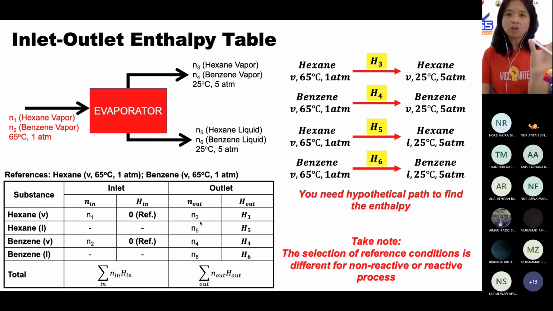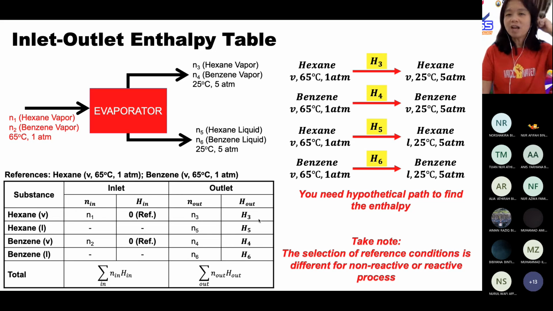If that box has the value of the molar flow rate, you have to calculate the enthalpy. Okay, I hope you understand why this is N3: because hexane vapor is at the top, N3. Why is this N5? Because hexane liquid is N5. Benzene vapor is on top, N4, benzene liquid at the bottom, N6. Okay, so then calculate the enthalpy next.